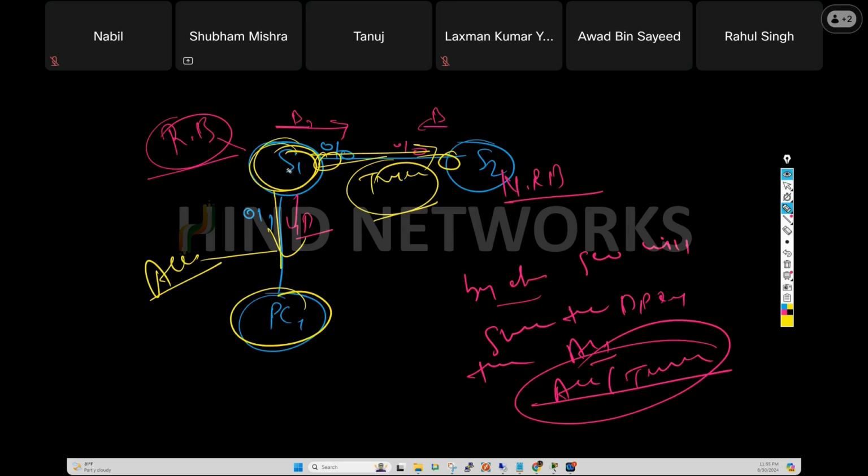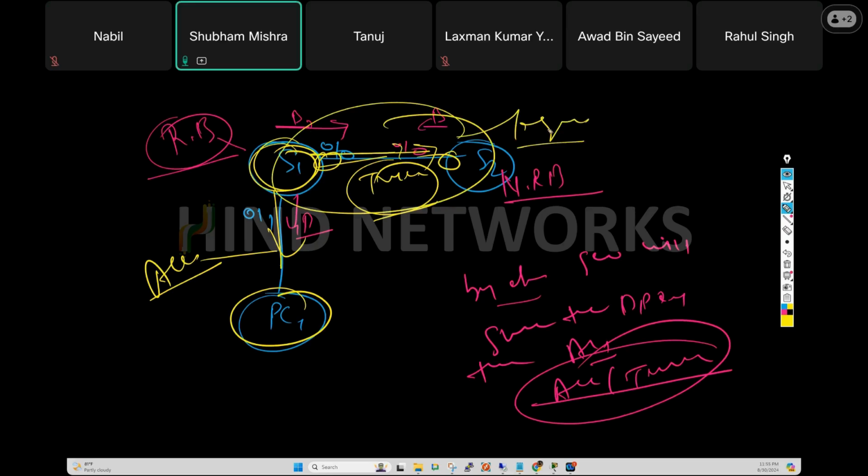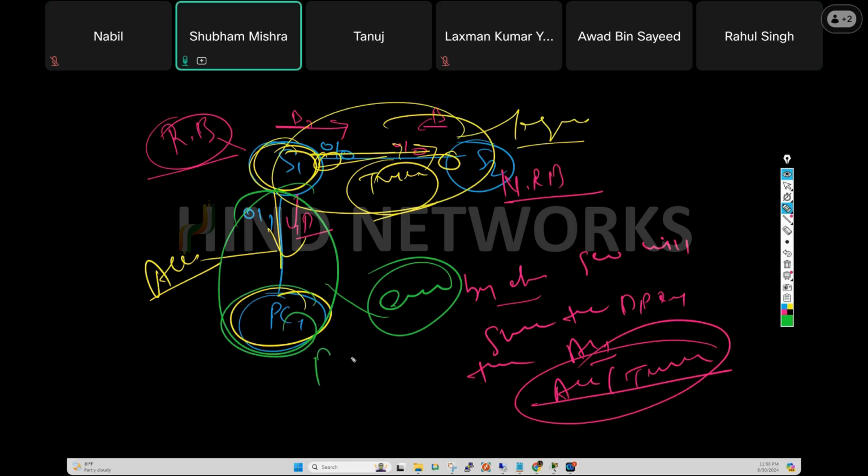Now, tell me one thing. Switch number 1 is exchanging the BPDU here. This is logical, there is no problem. But is there any logic here? Switch number 1 is sending the BPDU here, and this is the end user, not a switch. If this is the end user, it means this is the PC. PC doesn't understand the BPDU. Then why is the switch sending the BPDU through this link? It means we are just wasting the bandwidth of this link.